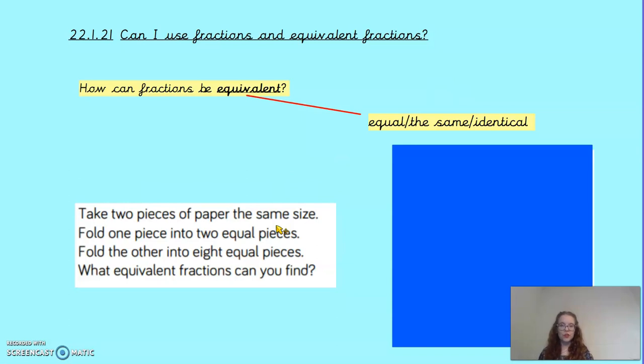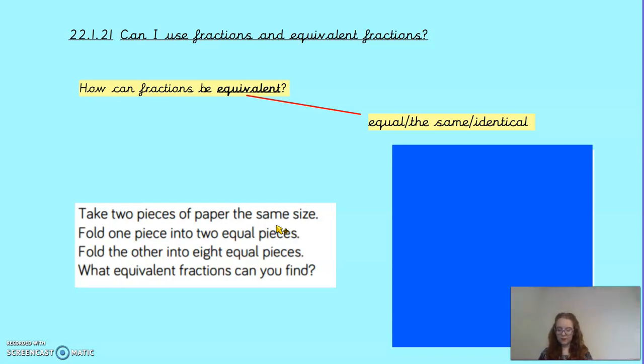Okay, here are your instructions. You can do it along with me. If you need to catch up, you can do it and have me on pause. But I've got 2 pieces of paper. I've got one here, and I'm going to fold one piece into 2 equal pieces. I'm going to fold it in half, just like that. I'm going to pop that down in front of me.